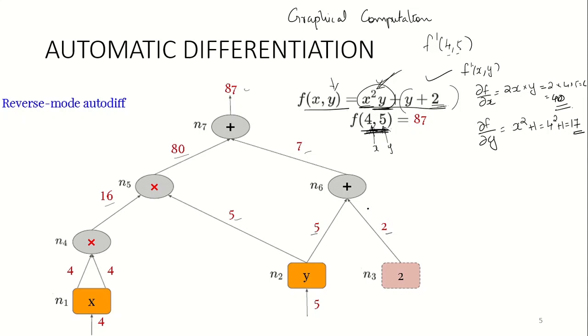Let us see how it is done in auto differentiation. We consider the same graph. This is the graph that represents the function, and when we go for auto differentiation, we just reverse the arrows in the reverse order.